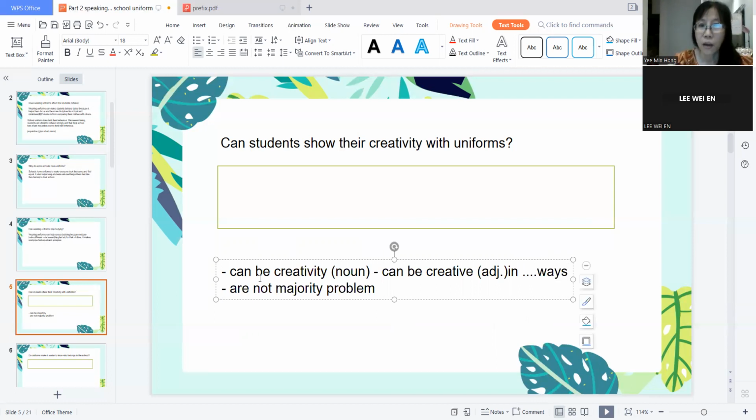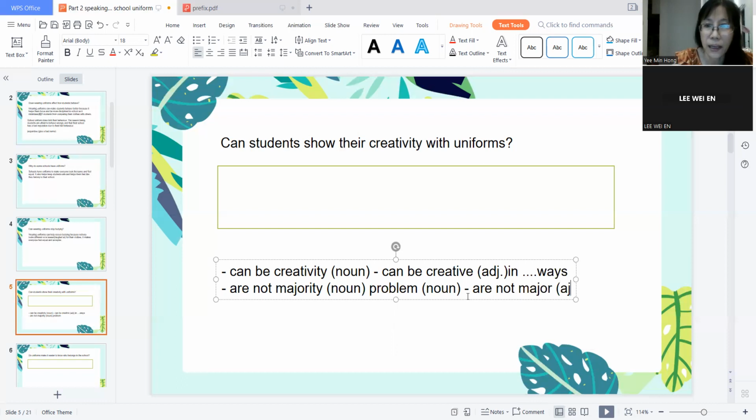Now, "are not majority problem." Majority is a noun, and problem is also a noun, so you cannot have two nouns placed together. To change it, how would you want to change it? "Are not major problem." Major is an adjective, right? An adjective comes before a noun, so "are not major problem." Okay, so I just picked out some of the grammatical issues.